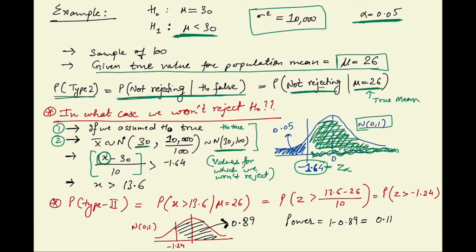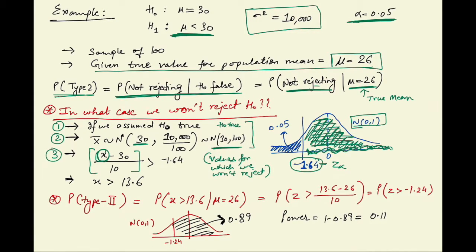This is the most tricky step for calculating the probability of type 2 errors, that we have to find the values for which, supposing H0 was true, we won't reject the null hypothesis. Doing this calculation will give us x greater than 13.6. So these are the values for which we will not reject our null hypothesis. And now the next part is easier.